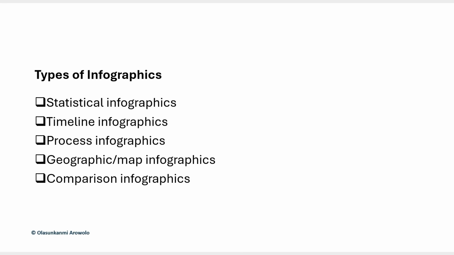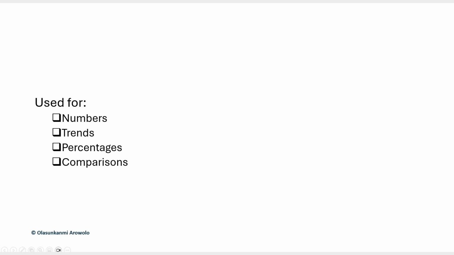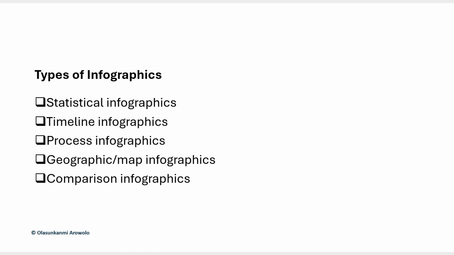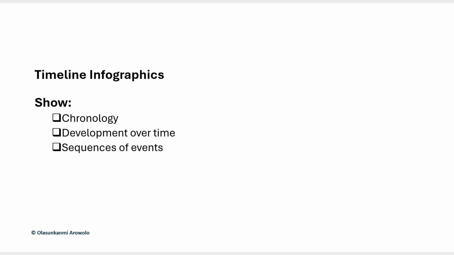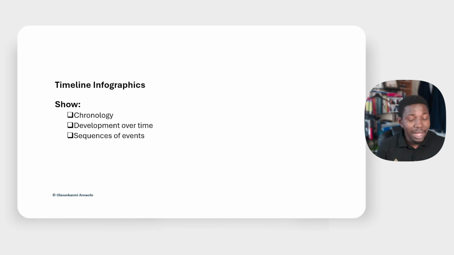So now, let's take this a step further. Now we have that statistical infographics are used for numbers, like these things I've mentioned. You have the infographics that are used to present numbers, used to present trends, used to present percentages, and used to present comparison. So timeline is used to show chronology, sequence of events, development over time. It is also used to explain trends of issues, patterns, and the sequence of things. Let's just put that as development over time. So yeah, let's keep it at that.